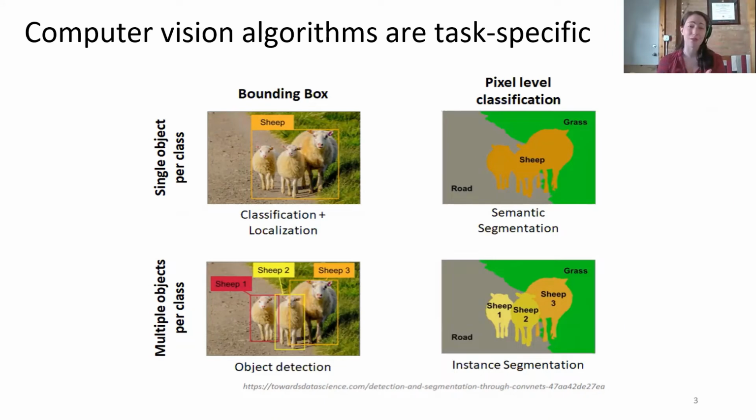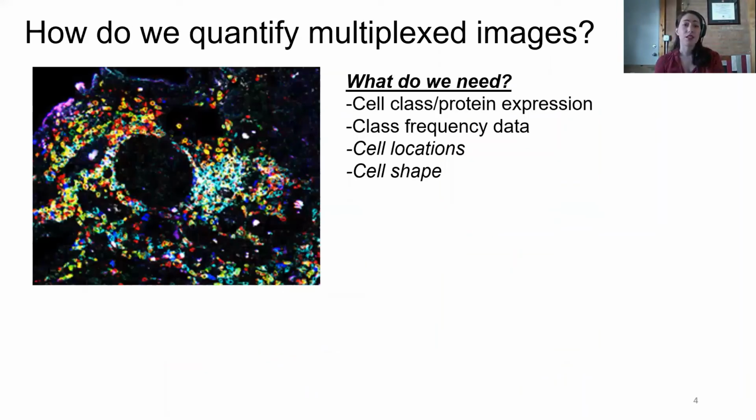And so then there's multiple objects per class. So these computer vision tasks are also object detection. So I can just draw a bounding box around each sheep with my object detection algorithms. But I can also combine these object detection algorithms with semantic segmentation for a task called instance segmentation, where I can get pixel specific, shape specific information on each object within a class. So if I wanted to compare the features of all 3 sheep in this image, I would have to use instance segmentation to pull off object-specific information. So now if we move back to microscopy, what do we need out of these images?